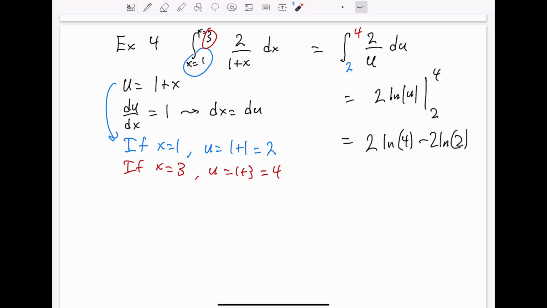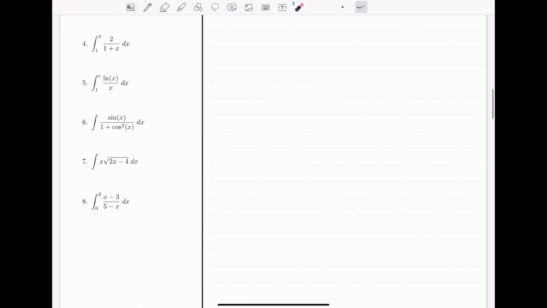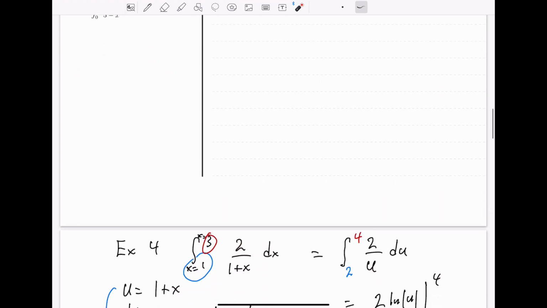Let's try one more example, and we'll also visualize what this integral looks like using Desmos. Example 5, let's take the integral of natural log of x over x from 1 to e.